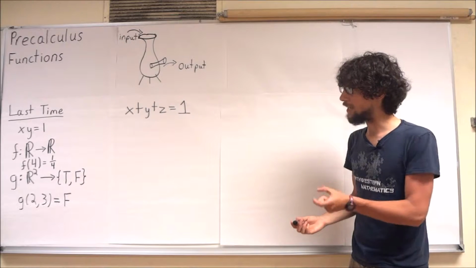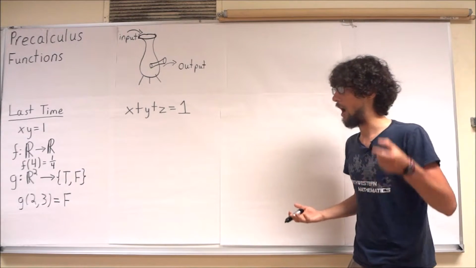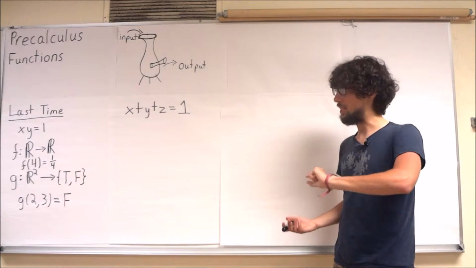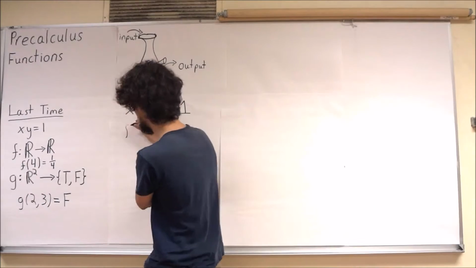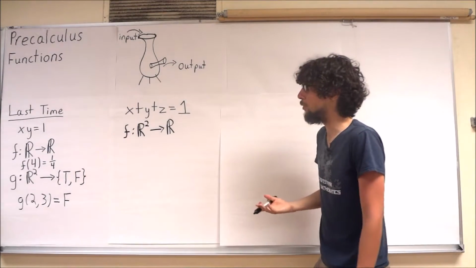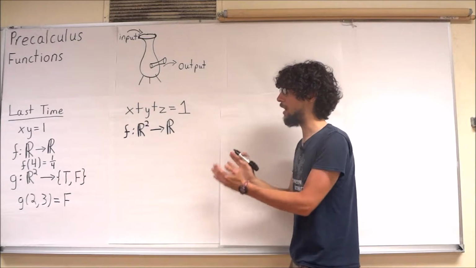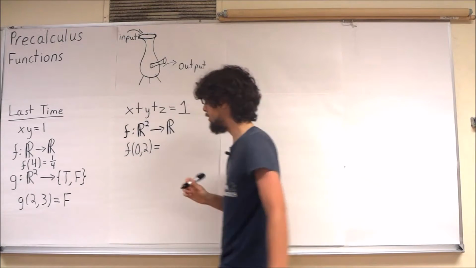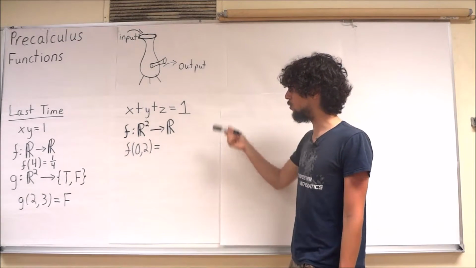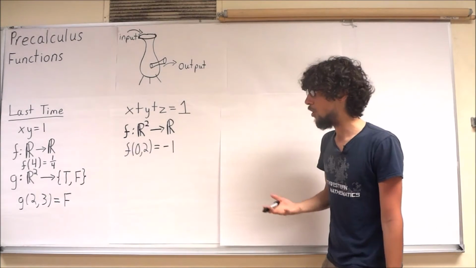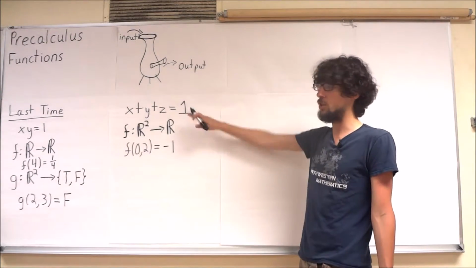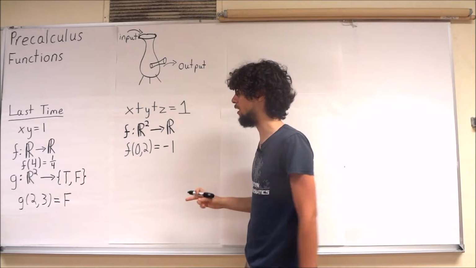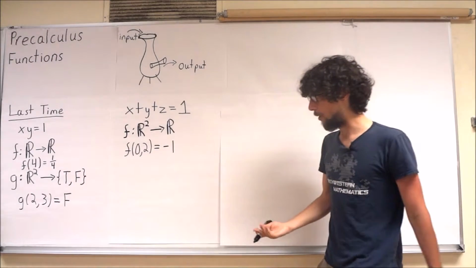So I can write this as a function in the sense where I input x and y, and we output z. In particular, for example, if I input the ordered pair (x, y) equals, say, (0, 2), then I find that z must equal -1. So here's our first framing of this equation as a function. Its input is some element of R^2, some ordered pair, and its output is some real number.